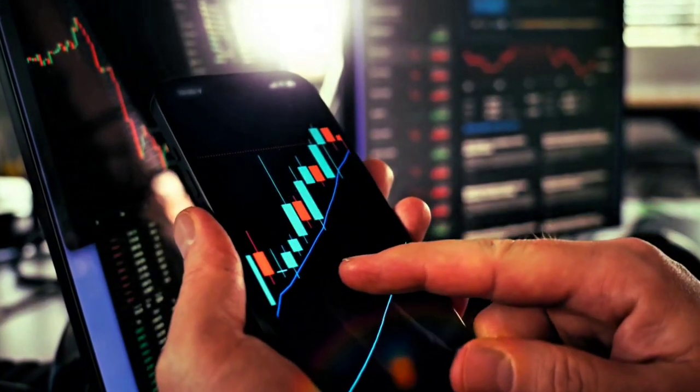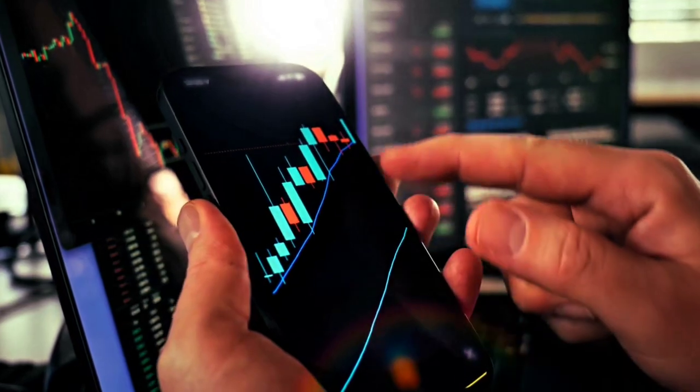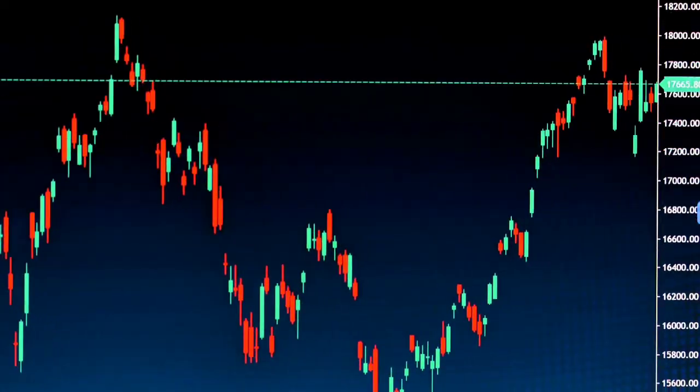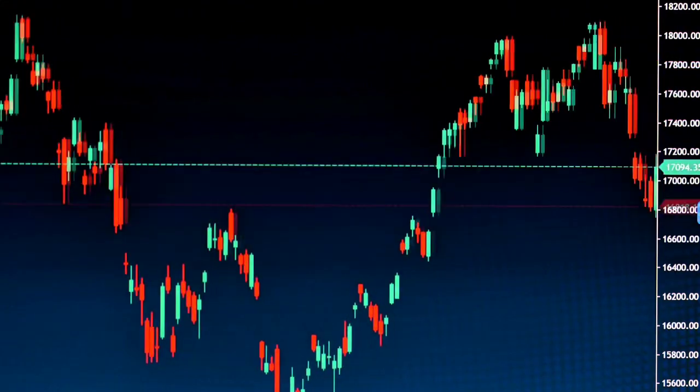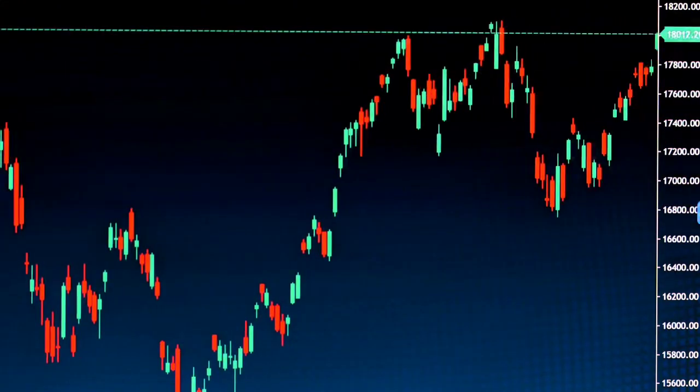So now let's talk about this. Imagine looking at a Forex chart and instead of confusion, you instantly see the story of the market. You know when buyers are getting weak, you know when sellers are about to lose control. Most importantly, you know when to enter a trade with confidence. That is the power of candlestick patterns.